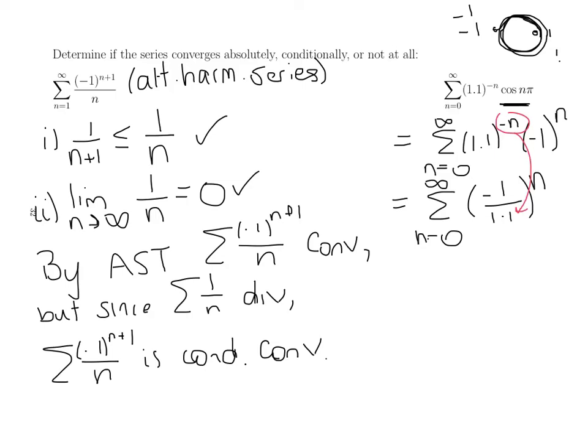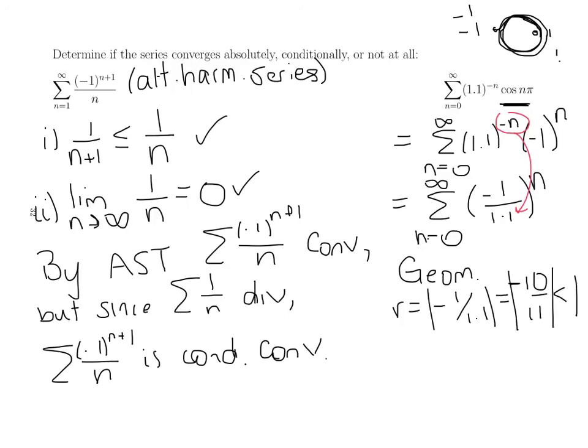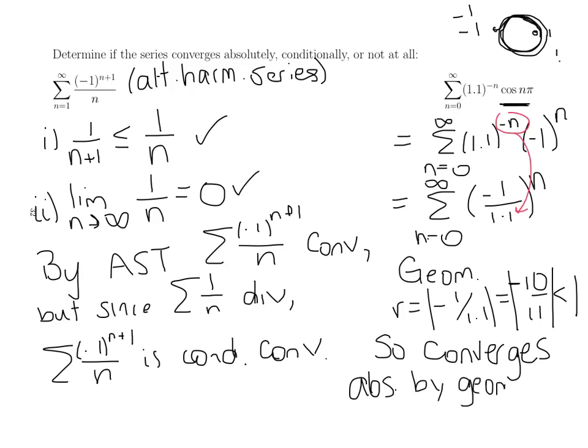And now, hopefully you recognize that as a geometric series. This is an r equal to negative 1 over 1.1, which is really negative 10 over 11, which is less than 1 if you take the absolute value. So the absolute value of all that is less than 1, and so it converges absolutely, because the positive terms converge, and therefore the negatives also do by the geometric series. So in this case, we didn't even need to use the alternating series test.